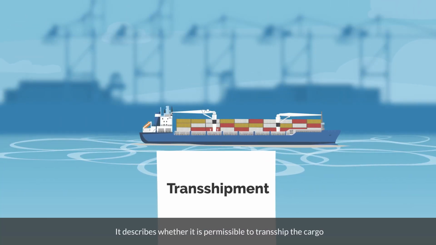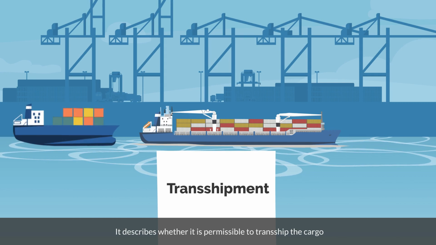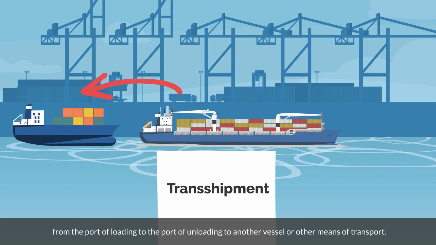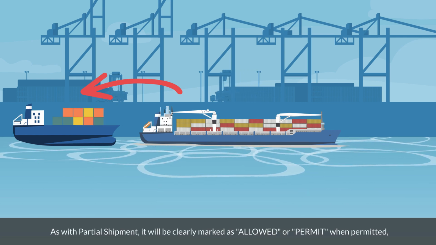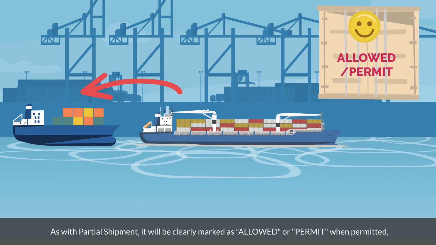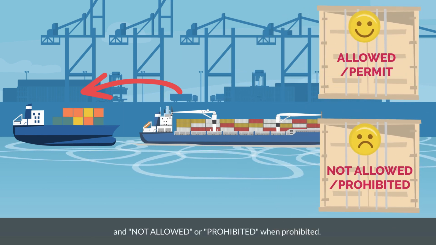Transshipment. It describes whether it is permissible to transship the cargo from the port of loading to the port of unloading, to another vessel or other means of transport. As with partial shipment, it will be clearly marked as allowed, or permit, when permitted, and not allowed, or prohibited, when prohibited.